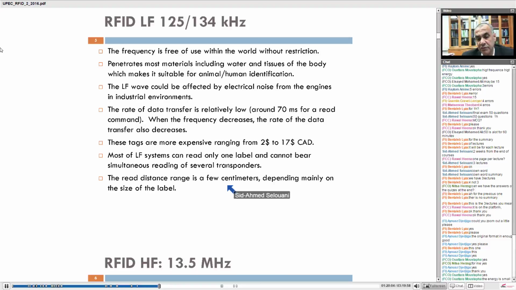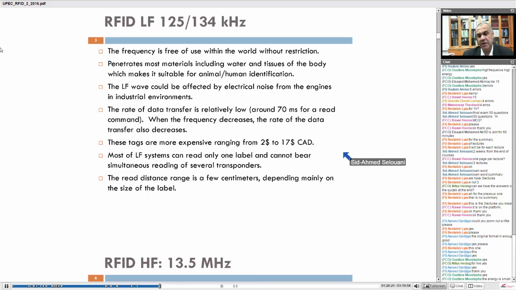And the read distance is very low. It's a few centimeters, depending mainly on the size of the label. So you can tell me why it's a few centimeters. It's not useful. It could be useful for some applications.